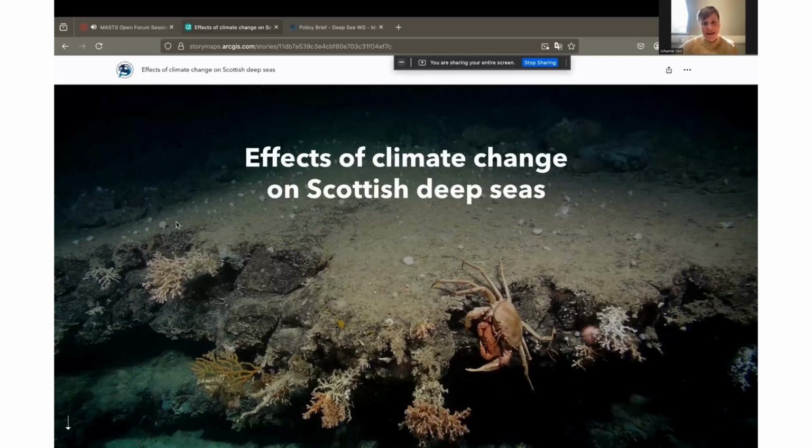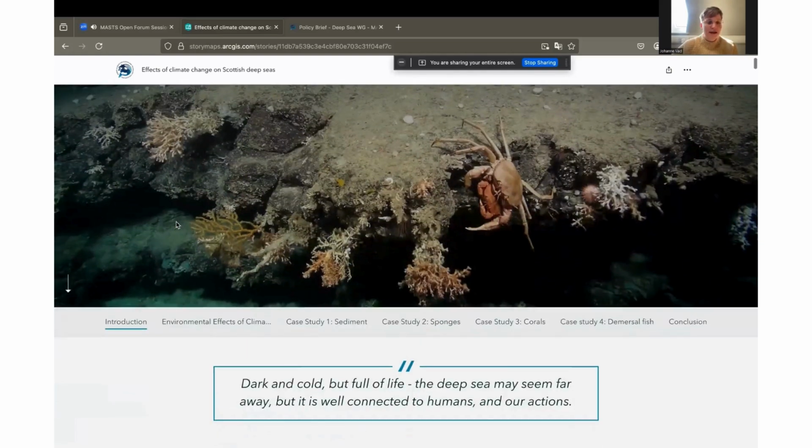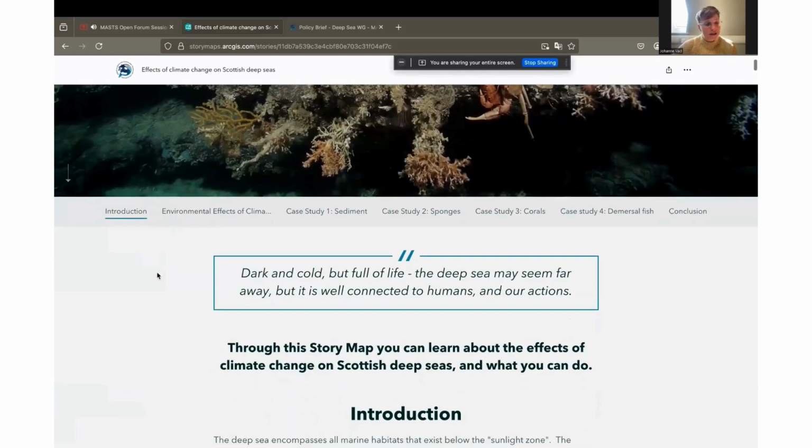So it's basically a website that you can navigate to the same way you would any website. You'd scroll down. The story map is organized in different sections. So we have an introduction, a section on the environmental effects of climate change, looking at the stressors that I highlighted at the beginning of my talk. And then we have a series of case studies looking at sediments, sponges, corals, demersal fish. We've also included a conclusion section where we have a summary of the information that you find in the story map, as well as some recommendations.